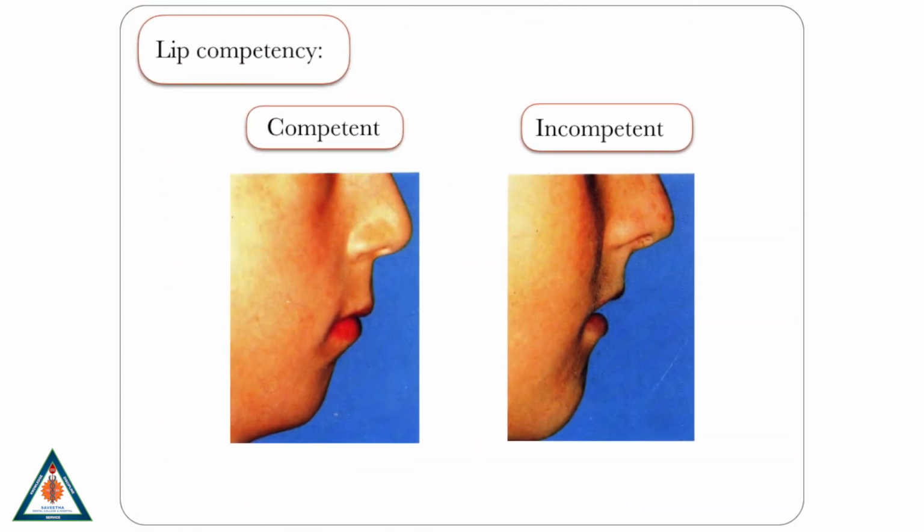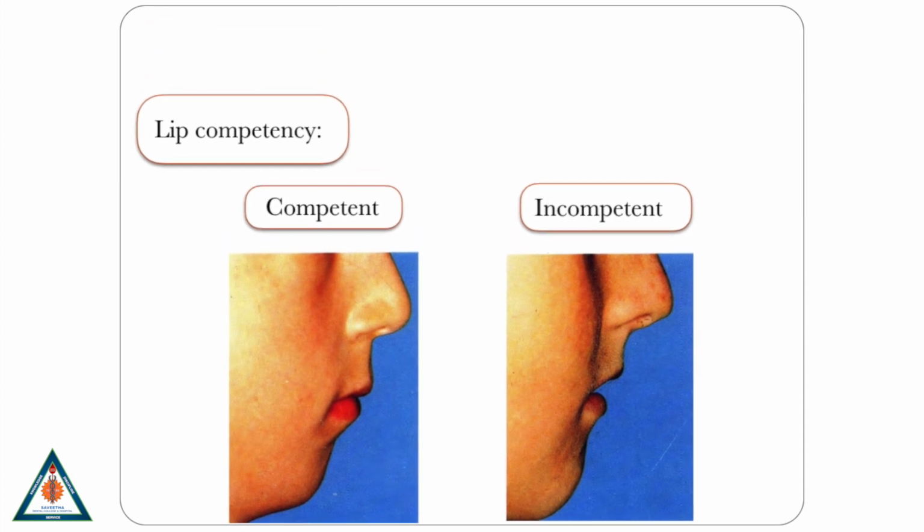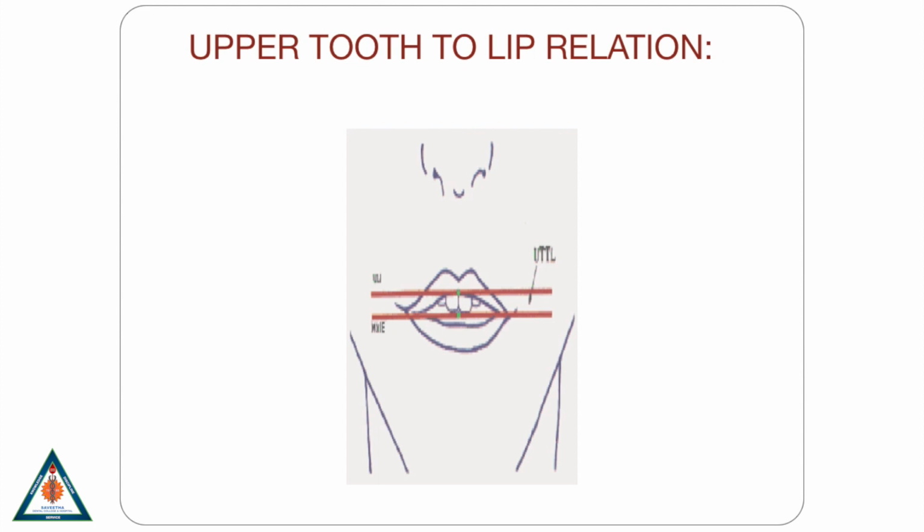Lip competency. Lips can be classified as competent or incompetent. If the upper lip and the lower lip contact at rest, it is said to be competent. If they do not contact at a rest position, it is said to be incompetent. Upper tooth to lip relation. When the patient slightly opens the mouth, the amount of exposure of the upper incisor should be 2 mm.